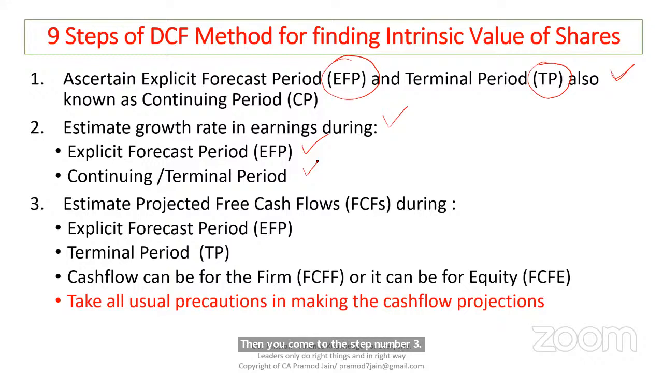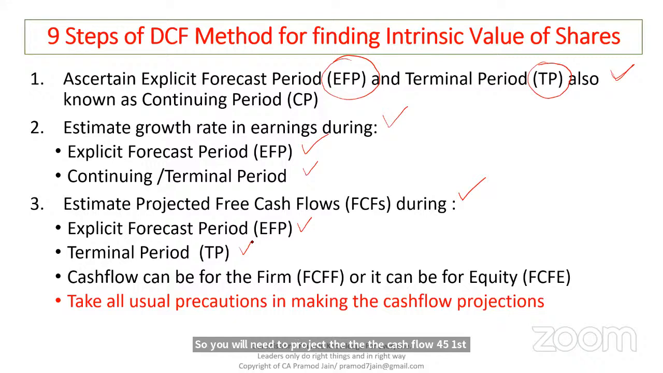And step number 3 is, now what you do, estimate the projected cash flow of the company for the explicit forecast period and also for the terminal period. Now, let's say, for example, the company that you're trying to value has an explicit forecast period of 5 years. So you will need to project the cash flow for the first 5 years.